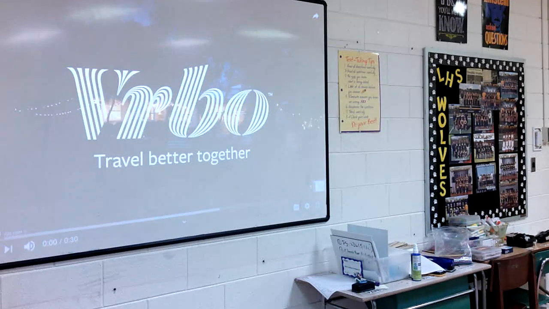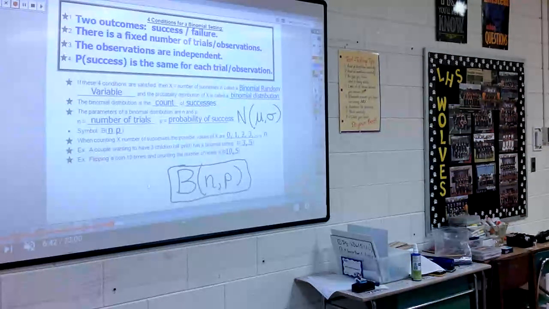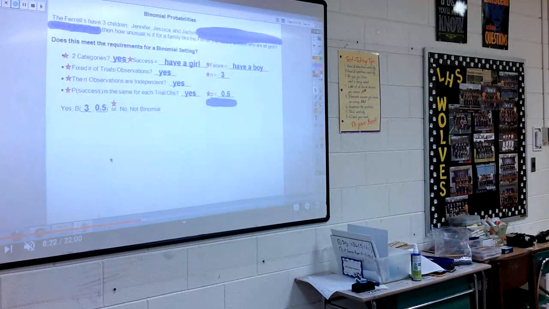So n would be 10, and that's the first part. The next scenario is that the Farrells have 3 children. Their 3 children are Jennifer, Jessica, and Jacqueline.